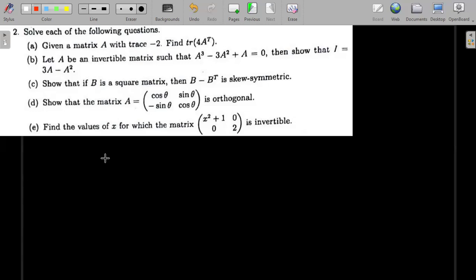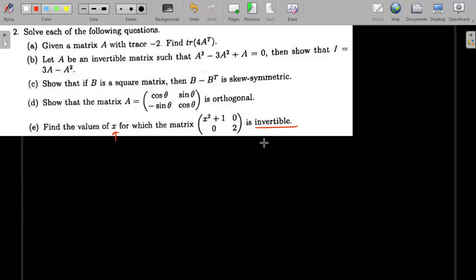Is it not invertible or is invertible? Oh, what did I read? I read not invertible. Oh, okay, I've made a mistake. They are saying find the values of x for which this matrix is invertible. So we have to find the values of x such that when we put that value of x there, the matrix will have an inverse. That's what it means to be invertible.